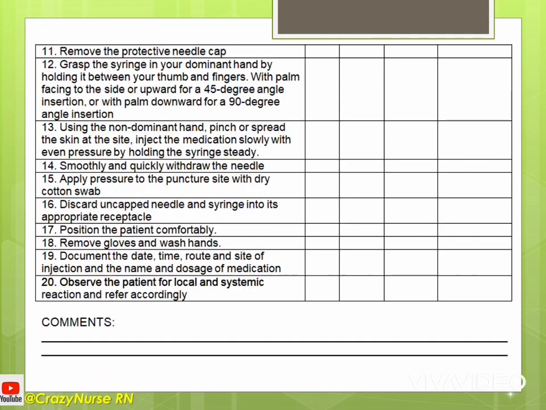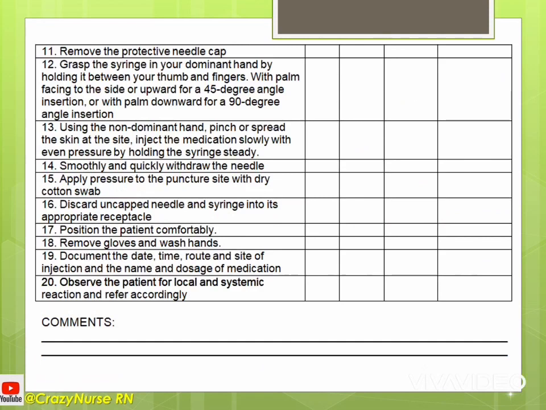Inject the medication slowly with even pressure by holding the syringe steady. Smoothly and quickly withdraw the needle. Apply pressure to the puncture site with dry cotton balls or swab. Discard uncapped needle and syringe into its appropriate receptacle.